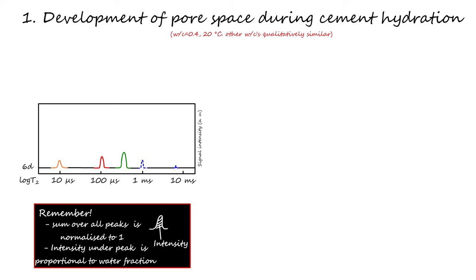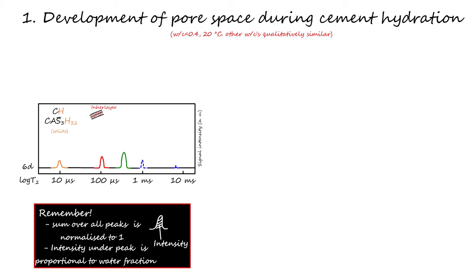The first peak can be assigned to the hydrogen bound in the crystalline hydration products shown in orange. In this video, we assume that these are only ettringite and portlandite. The next peak, red, is associated with the hydrogen in water located between sheets of CSH, also referred to as interlayer pore space. Since the water in this space is quite confined, the relaxation time is the shortest of all water populations.